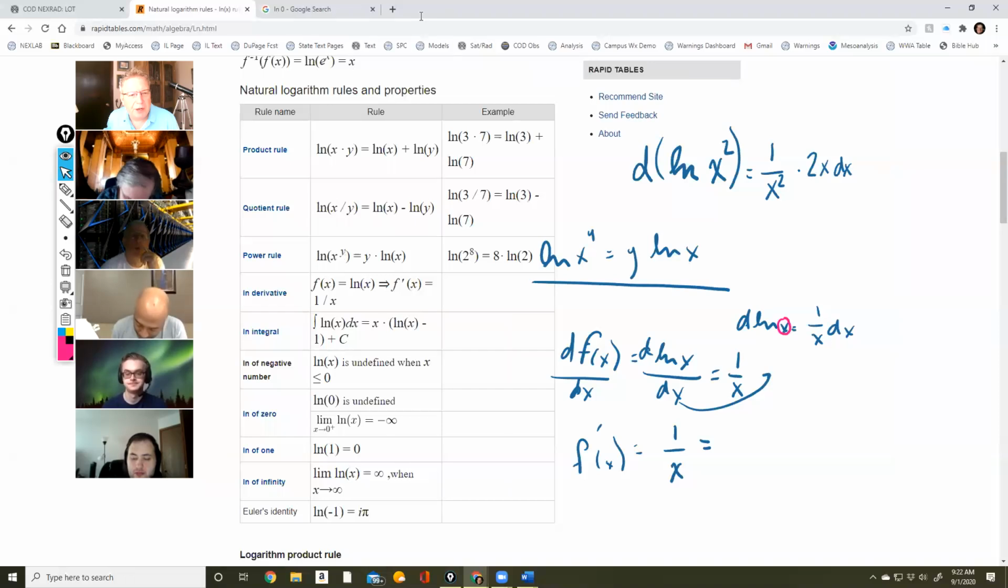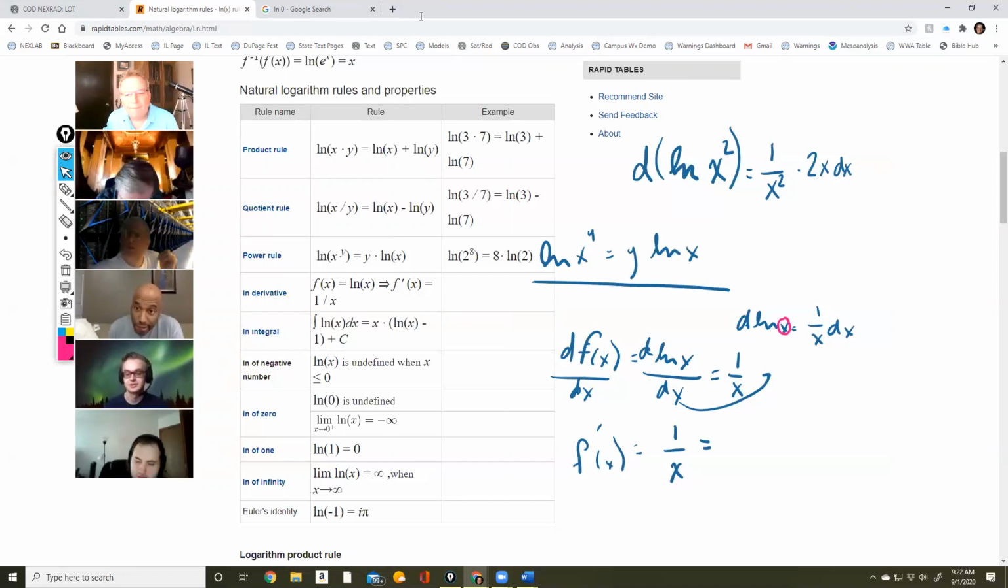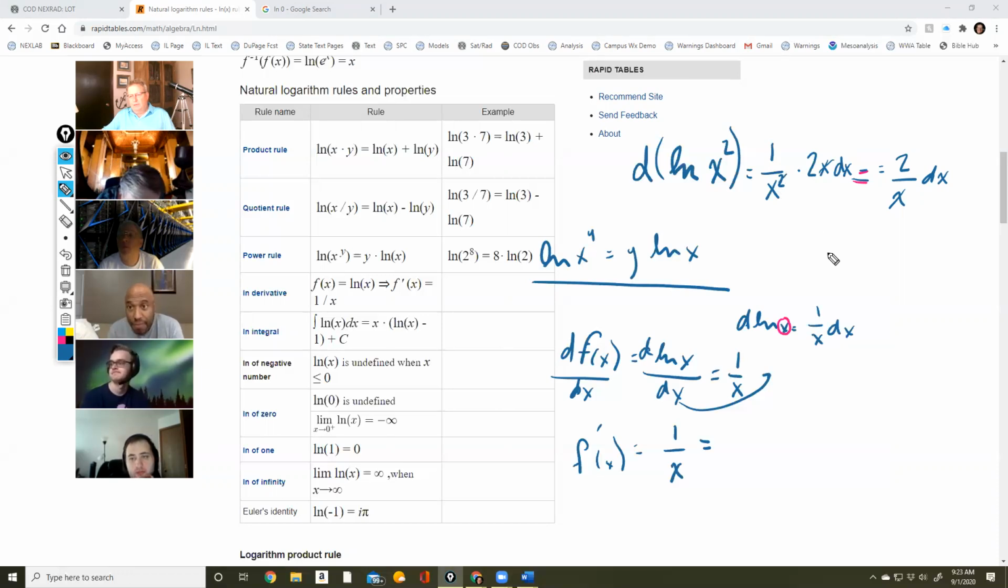Zoom's a little bit weird, but on top of those things, there's other ways to show that. Paul, doesn't that x cancel with one of the x's in the denominator? Yeah. To finish this up, you are then going to say 2 over x dx, because this x cancels with one of those x's.